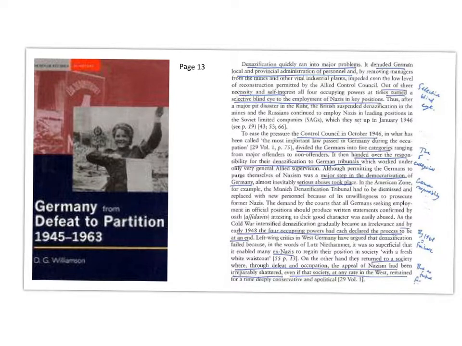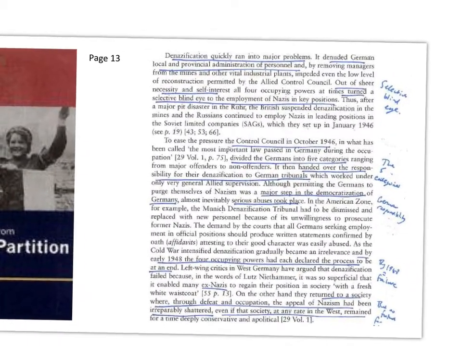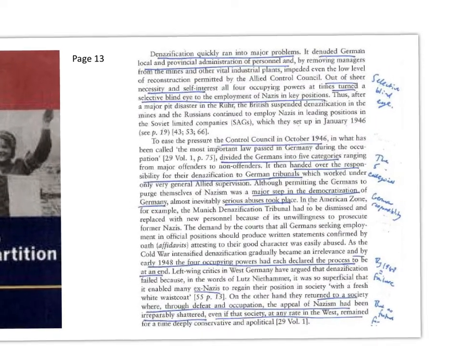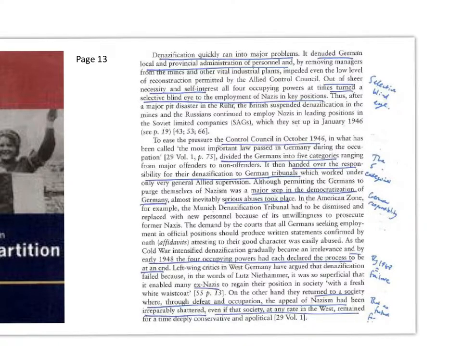So again, there's a useful extract from Williamson there, page 13, about the failure, the abuses, the over-bureaucratization of the denazification program. Just zooming in here, but if you pause it and pull out some of the key points: as you can see, denazification quickly ran into major problems. Out of sheer necessity and self-interest, all the four occupying powers had to turn a selective blind eye to the employment of Nazis in key positions. There were so many potential Nazis, they simply couldn't refuse to employ all of them.